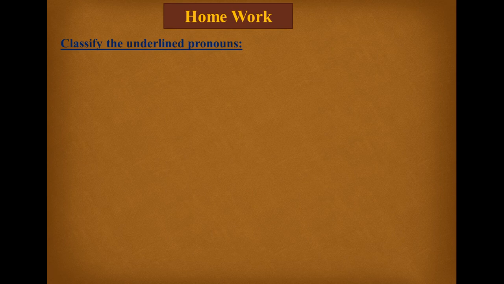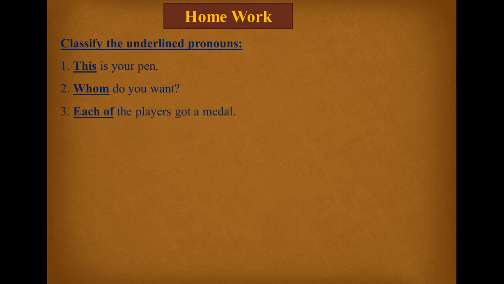Classify the underlined pronouns. Number 1, this is your pen. Underlined word is this. Number 2, whom do you want? Underlined word is whom. Number 3, each of the players got a medal. Here the underlined phrase is each of. Number 4, anyone can answer this quiz. The underlined word is anyone.